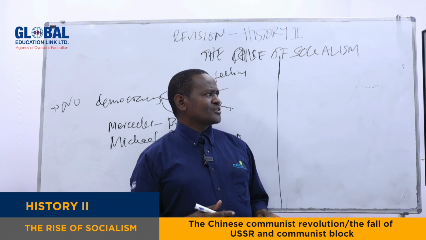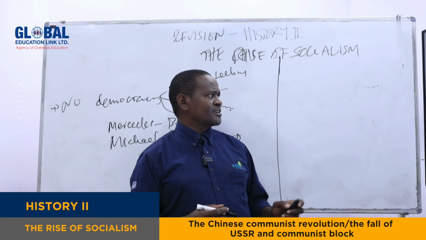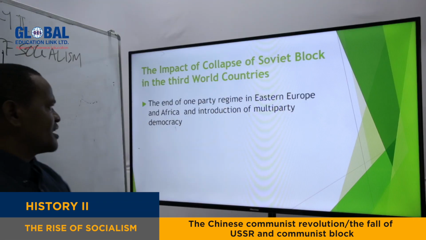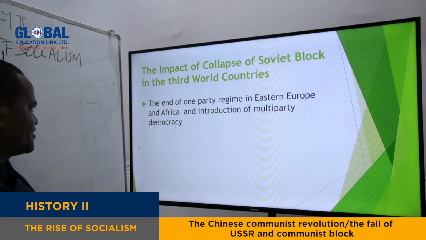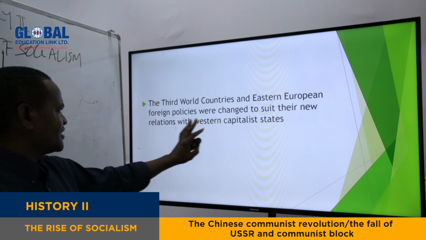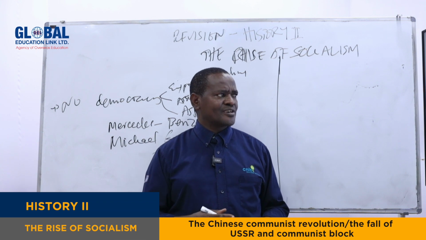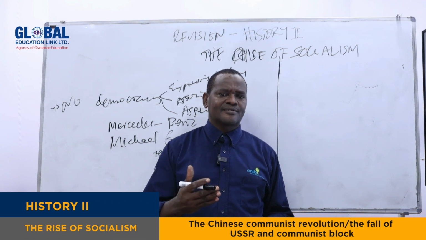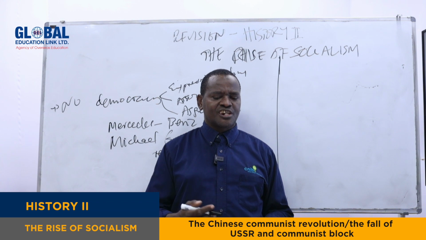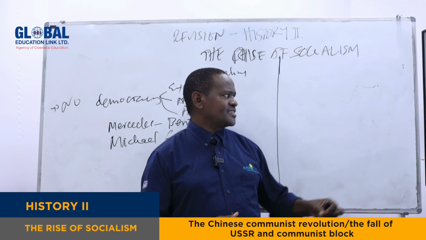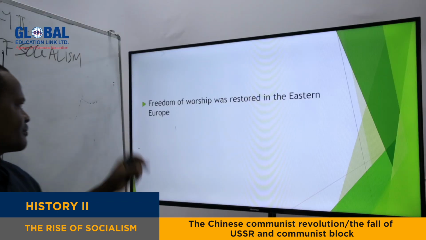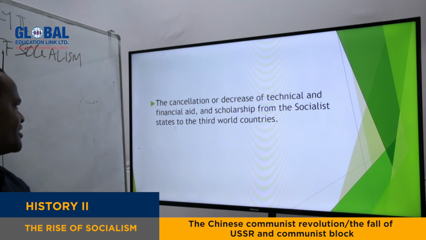Let's look at the impact of the collapse of the Soviet bloc in the third world countries. The first is the end of one-party regimes. Of course, this is very obvious. The second is that the foreign policies of third world countries in the Eastern Bloc had to change. If our foreign policy was focused on relations with socialist countries, now we have to change our foreign policy. Another point is that freedom of worship was restored in third world countries.